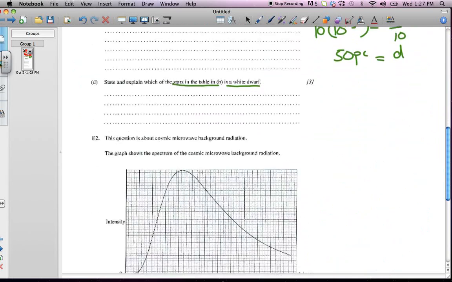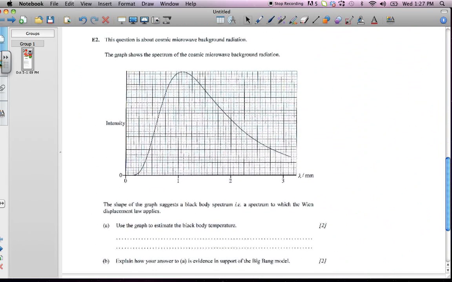Alright, going on to this question over here, this E2 question. This question is about cosmic microwave background radiation. The graph shows the spectrum of cosmic microwave background radiation. Now, we ask here, the shape of the graph suggests a black body. So Wien's law is going to apply, a spectrum to which Wien's law applies. Use the graph to estimate the black body temperature. So we've got Wien's law, lambda max times the temperature is equal to 2.9 times 10 to the negative 3. I'll leave out the units there.